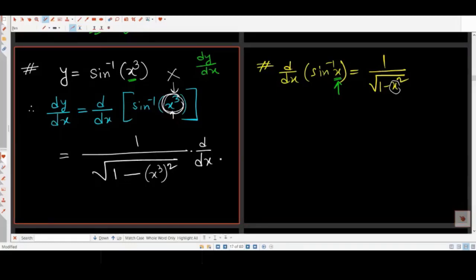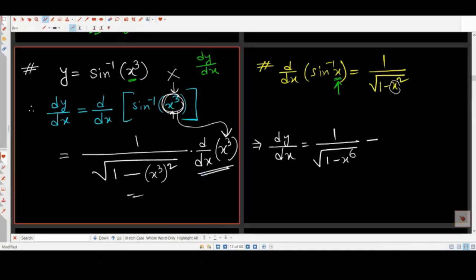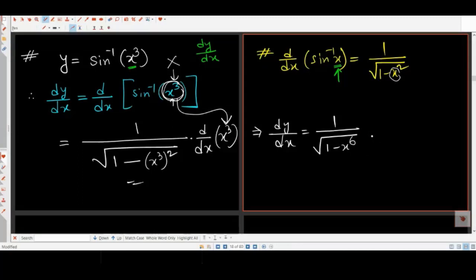Now we have to differentiate whatever we have considered. We have considered x cubed as x, so we are going to differentiate this term again. So finally, from here, we can write dy/dx equals 1 over square root of 1 minus x to the power 6, times the derivative of x cubed. We know that the derivative of x cubed is 3x squared.